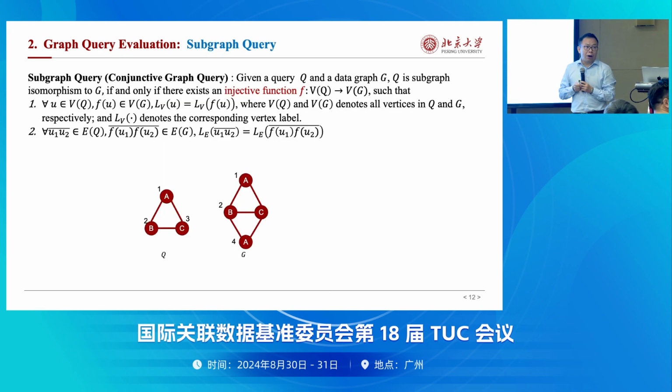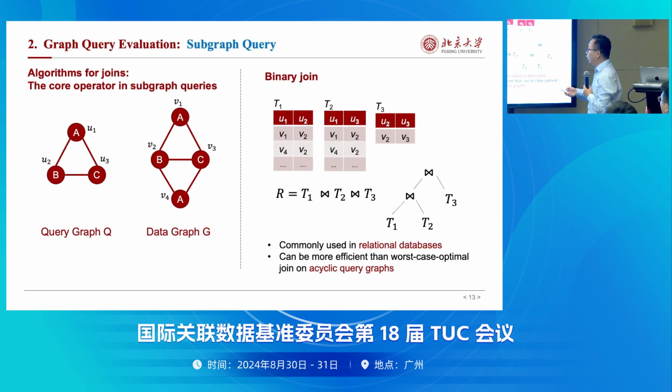Okay, so this is a subgraph query. A subgraph query we also call a conjunctive graph query. Given a query graph Q, we want to find the matches of this query graph over the data graph G. That is what we call the conjunctive query here. In the database community, we have a lot of research papers studying how to do subgraph queries. But from the perspective of query planning, in our opinion, there are two different kinds of query plan evaluation methods.